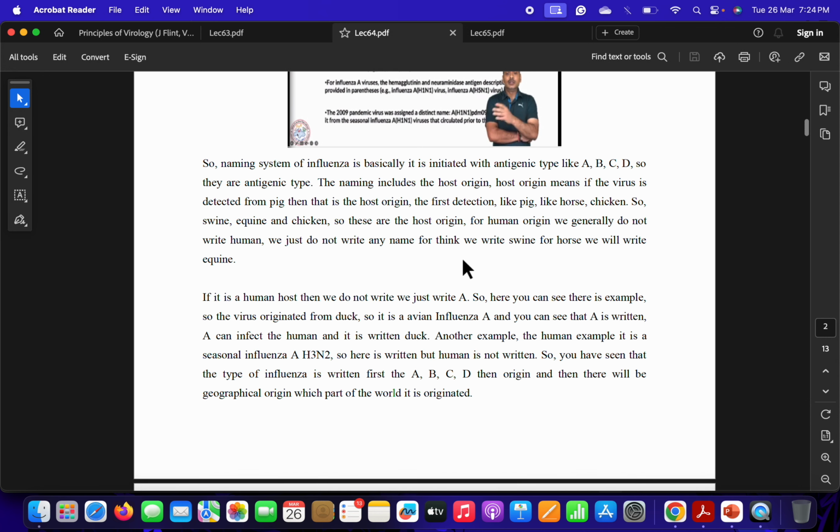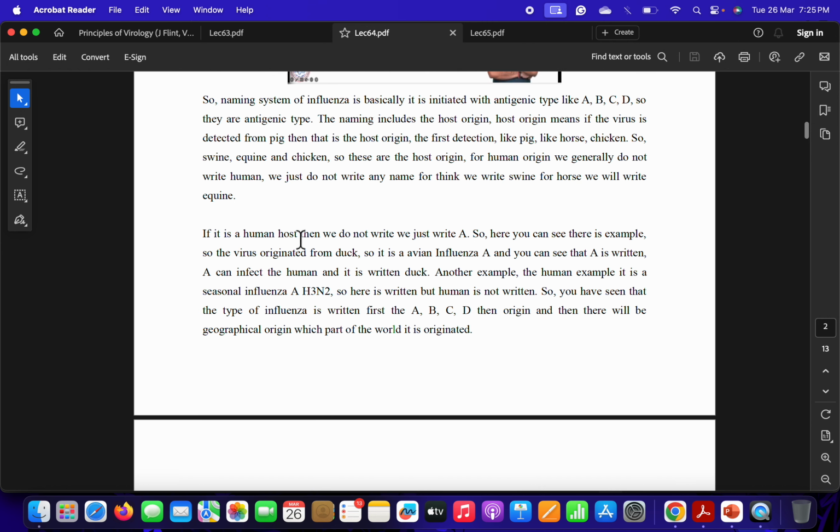The naming system of influenza is initiated with the antigenic type, like A, B, C, D. The naming includes the host origin. Host origin means if the virus is detected from a pig, then that is the host origin, and the first detection, like pig, horse, chicken. If it's a human host, then we do not write anything, we just write A.